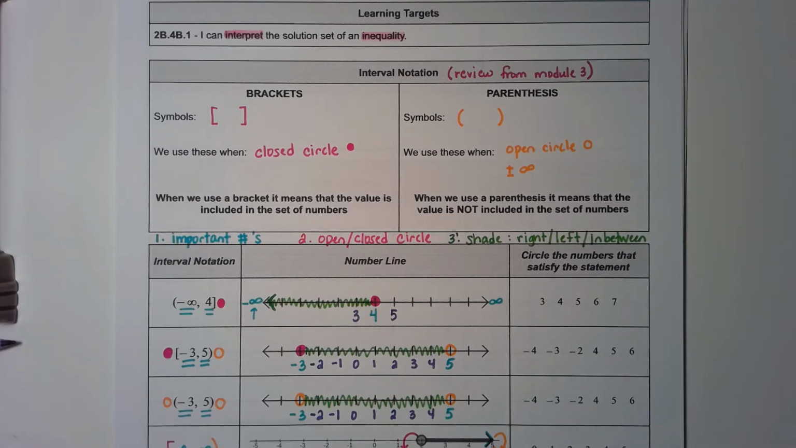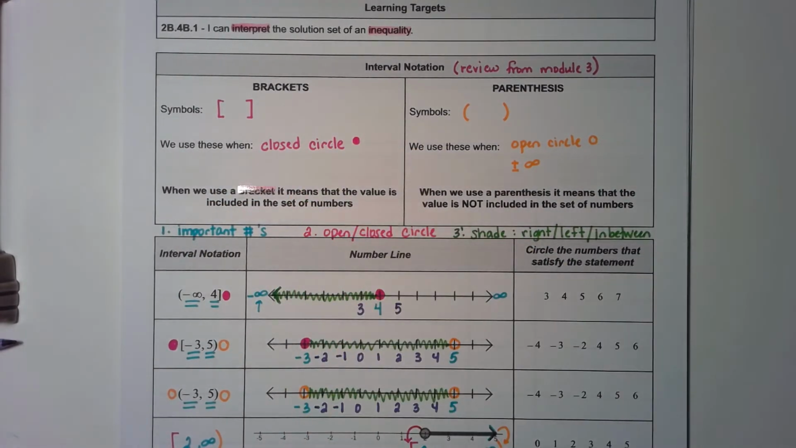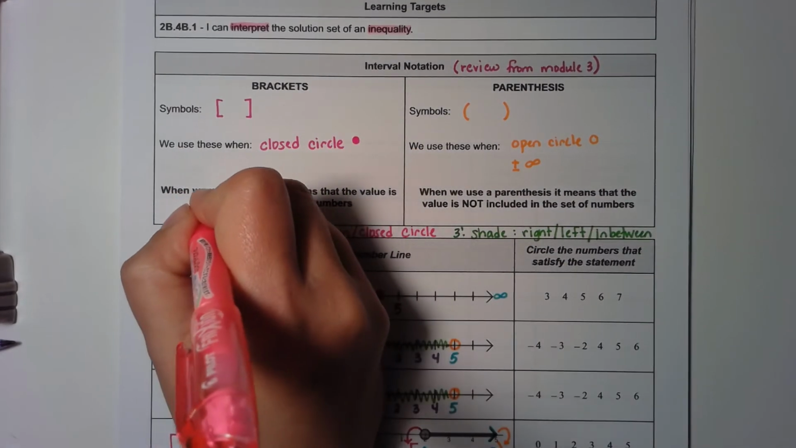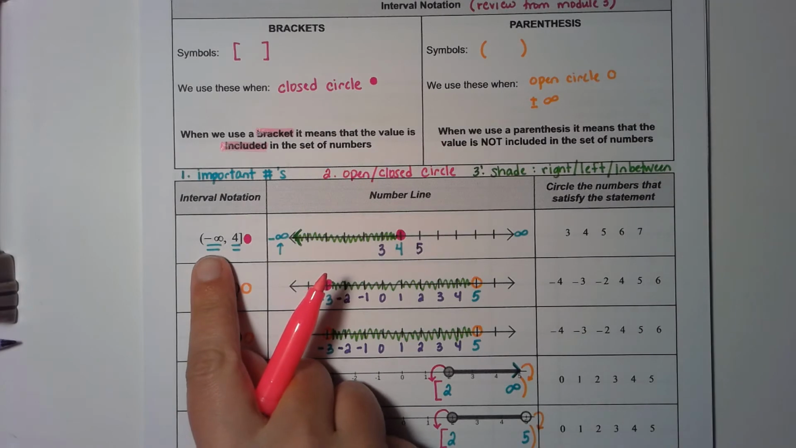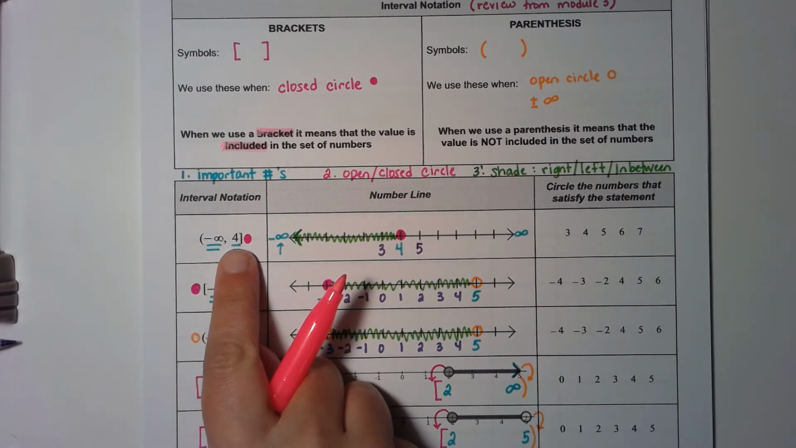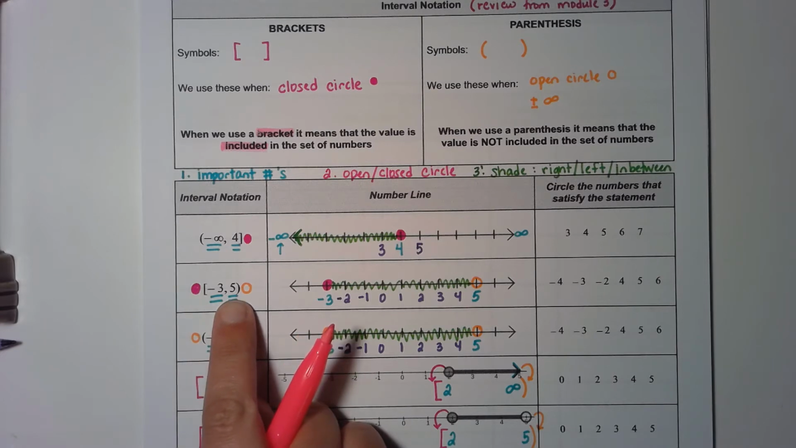When we use a bracket because there's a closed circle, it means that the value at that endpoint is included in the solution set of numbers. So it means, for example, in this case, start from negative infinity and go up to the positive 4 and include the positive 4. The positive 4 is a solution to your problem. In this case, it would mean start from negative 3 and include the negative 3 as a solution, and then go up until the 5.